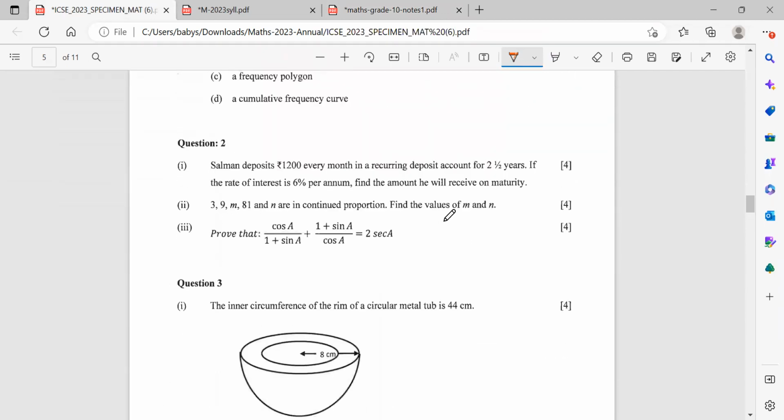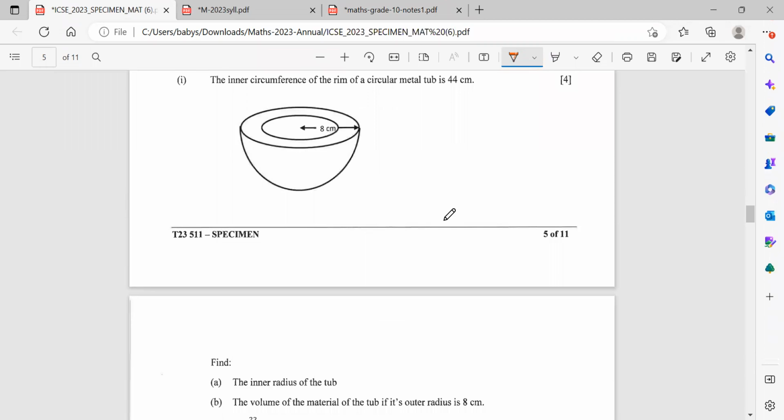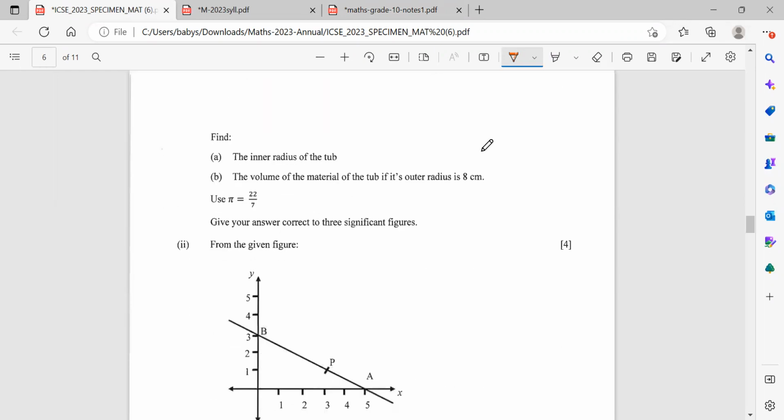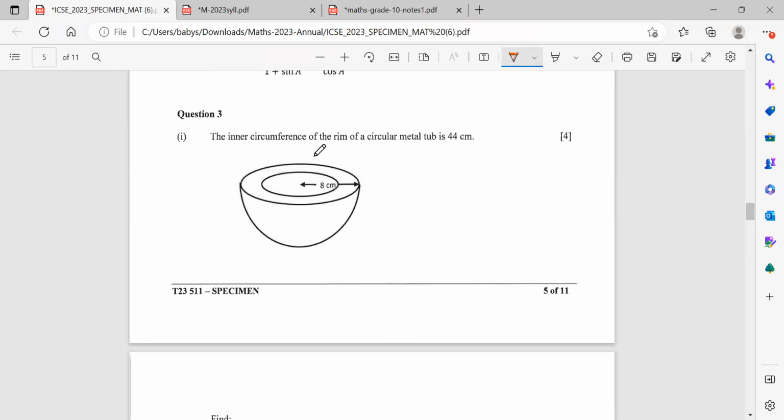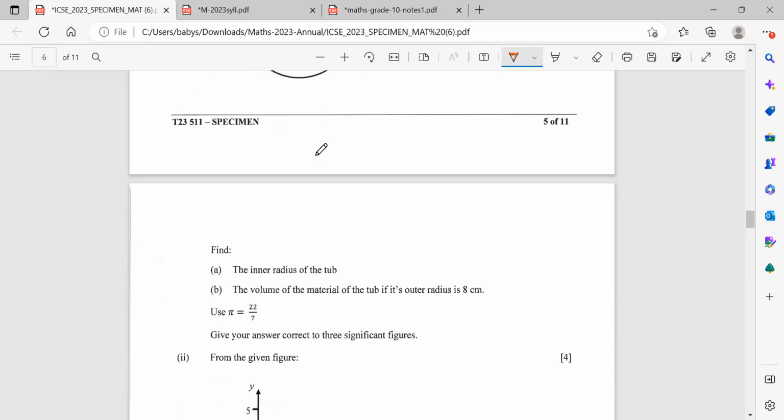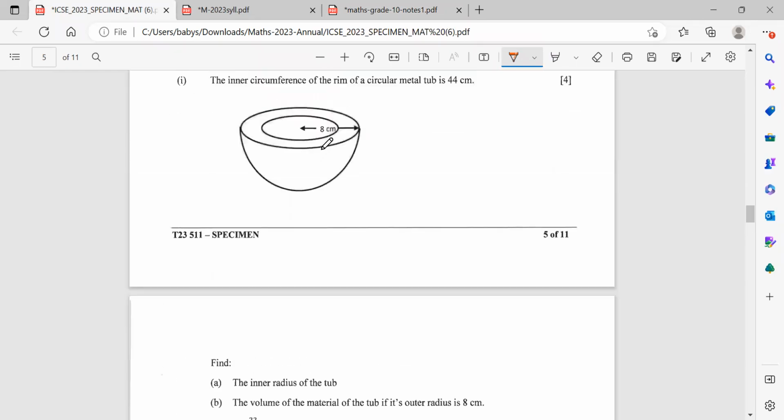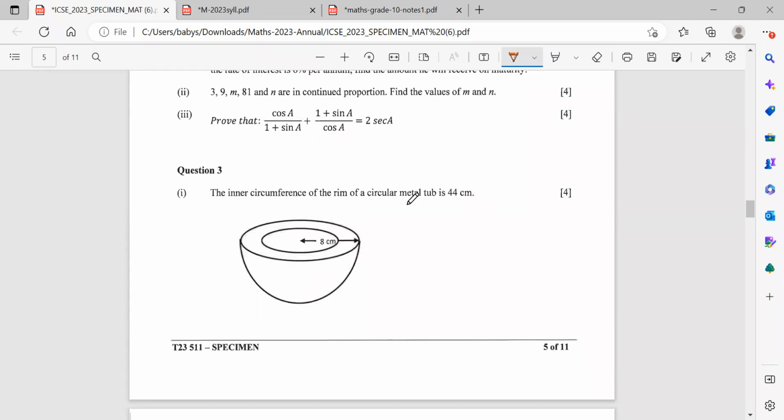See here, if you come down, I'm just going to the specimen paper. The inner circumference of the rim of a circular metallic tub is 44 centimeters. So they've given the inner circumference. They're asking you to find the inner radius of the tub, and the volume of the material of the tub if its outer radius is 8 centimeters. Outer radius is 8 centimeters. For the inner radius, we can take it from the circumference itself.